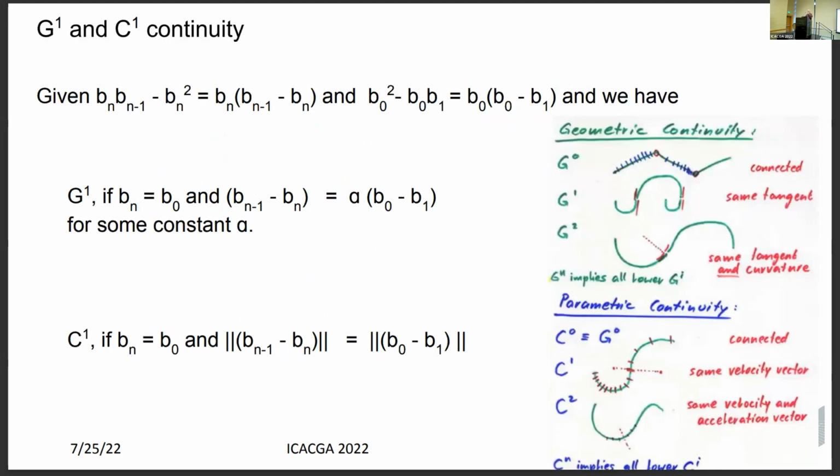Well, if I want G1 continuity, all that means is that the endpoint of the one curve equals the first point of the second curve, and the difference of the polygon legs is equal. And that gives me directional continuity. If I want C1 continuity, I have to make sure that their lengths are equal. A little more constrained to get that C1 continuity. I don't always need it in design.